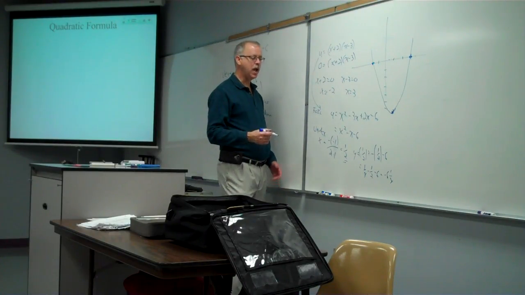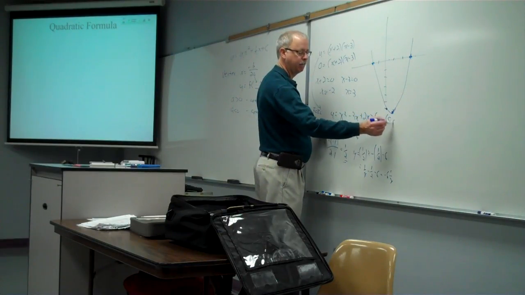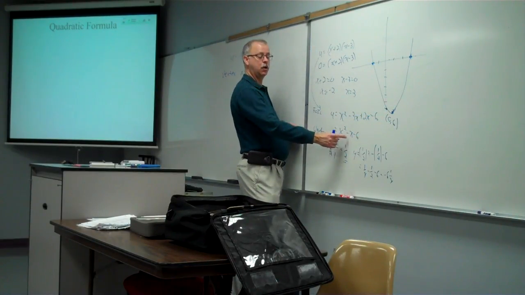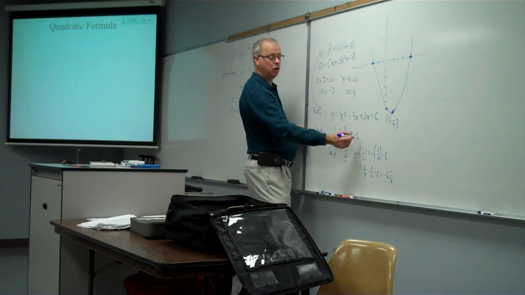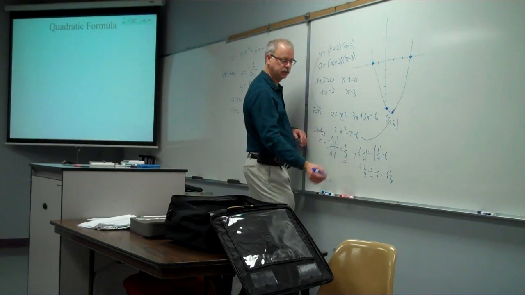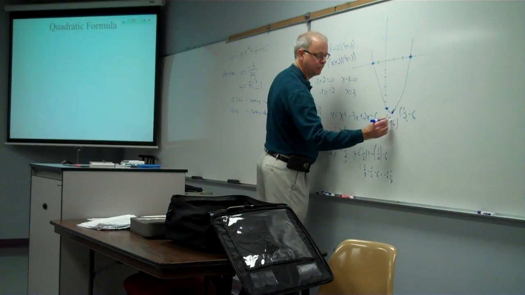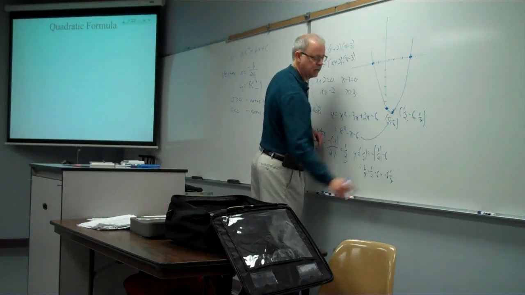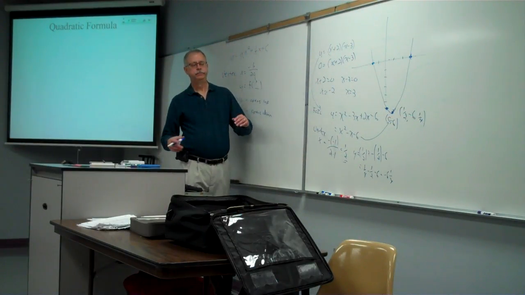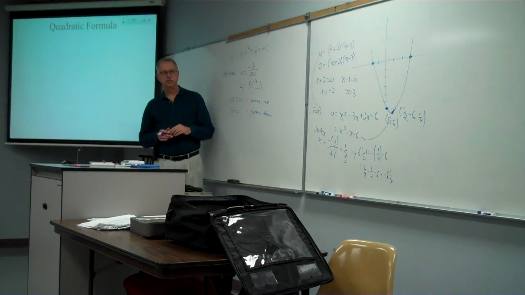We could also find the y-intercept when x is 0. 0, minus 0, minus 6. We can figure out the y-intercept: 0, minus 6. So we can find key bits of information if it starts in the factored form.